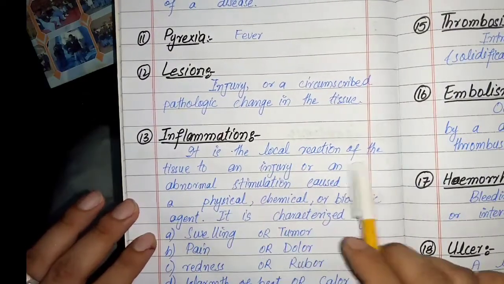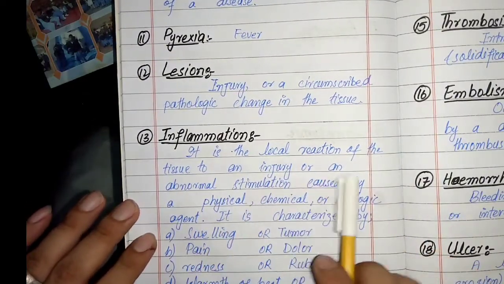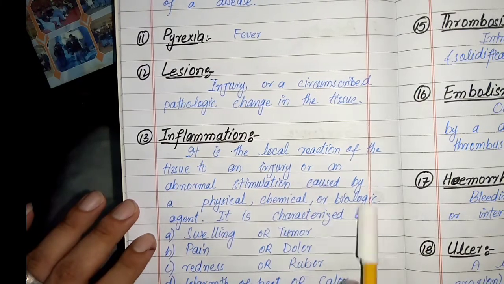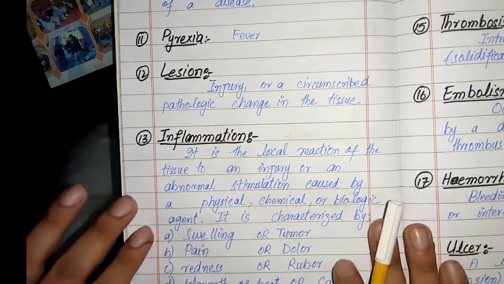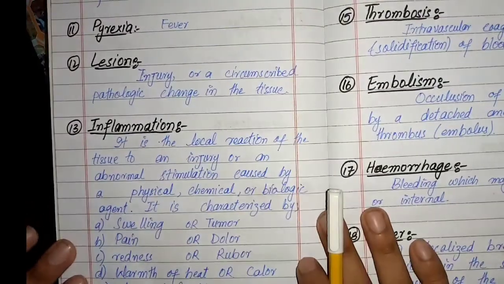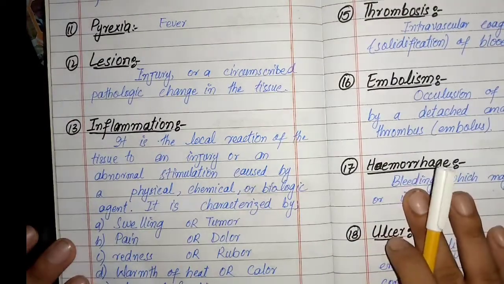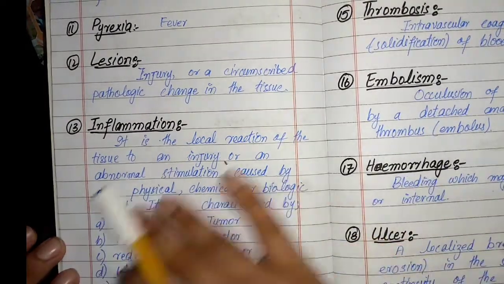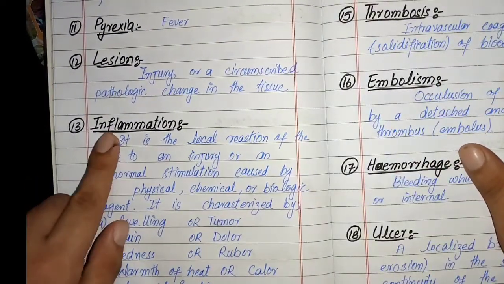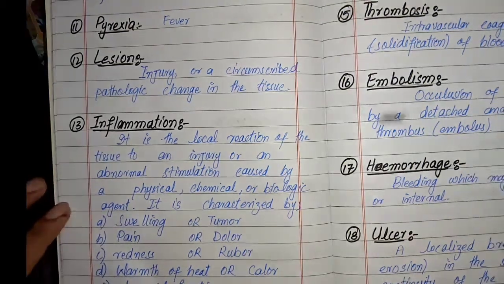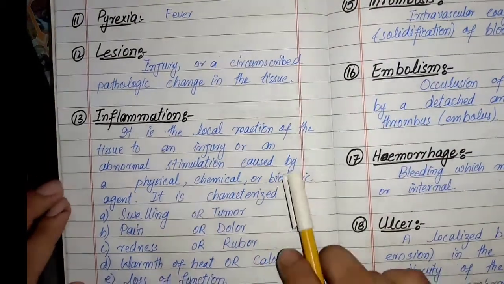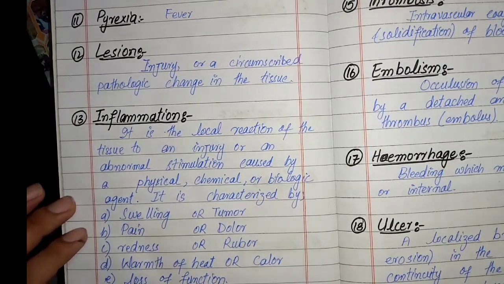It is the local reaction of the tissue to an injury or an abnormal stimulation caused by a physical, chemical, or biological agent. Whenever a pathogen attacks or invades our body or a tissue, the reaction of that tissue against that pathogen is called inflammation. The site where inflammation occurs is characterized by the following features, right?